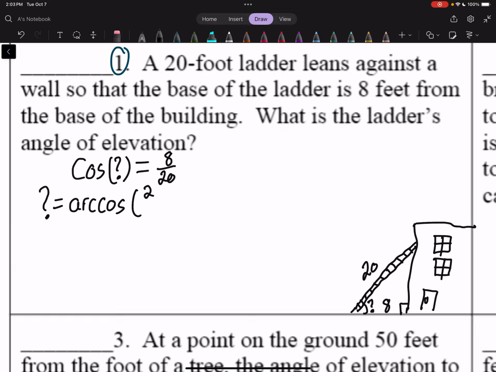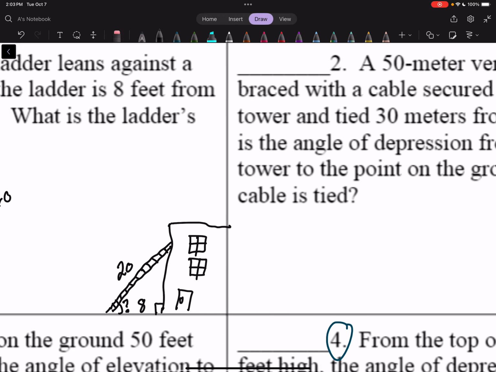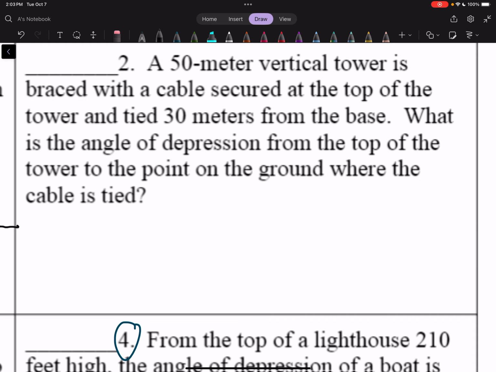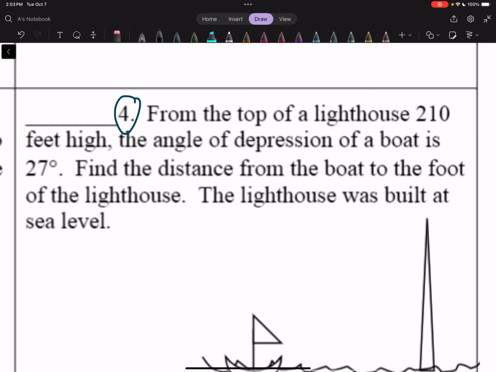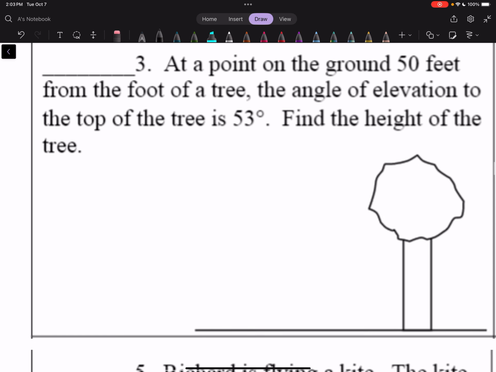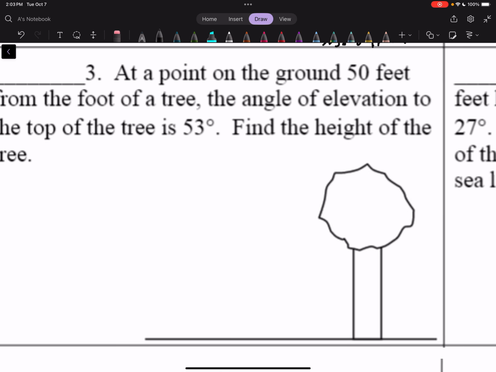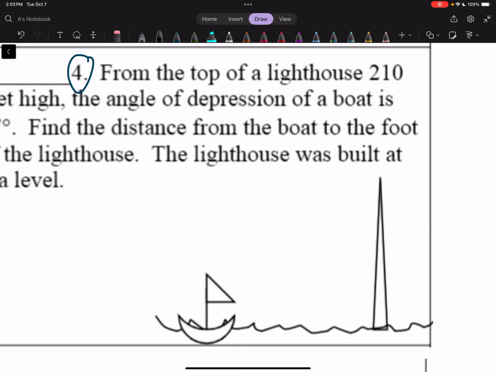I'm going to simplify this down to 2/5 just because I like it that way. You can type that in Desmos, ensure you are in degree mode, and you get about 66.4 degrees. Finished. You can pause it, try number 2 and 3. I'll show you the answers at the end of the video.